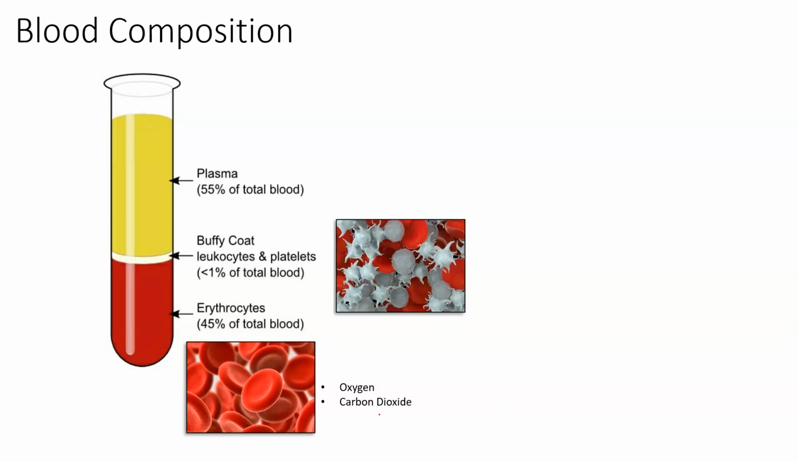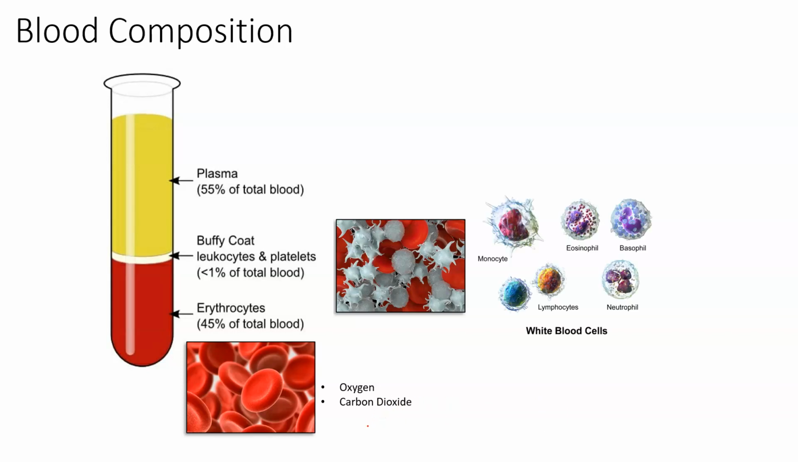This buffy coat is made of leukocytes and platelets. Leukocytes are your white blood cells. Leuko is the prefix that means white, while erythro is the prefix that means red. So these are your red cells. These are your white cells. The leukocytes are the white blood cells.